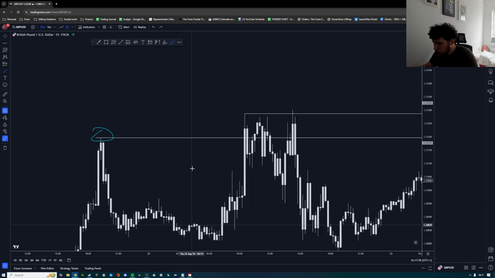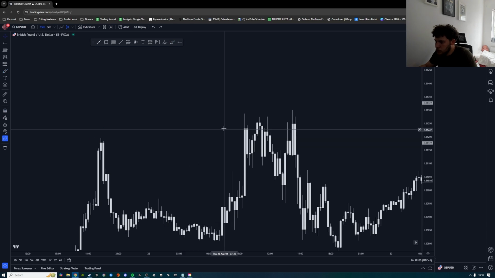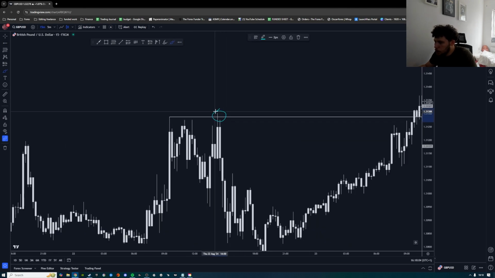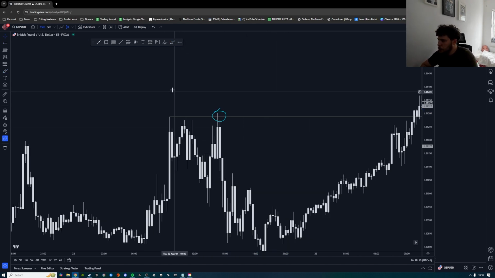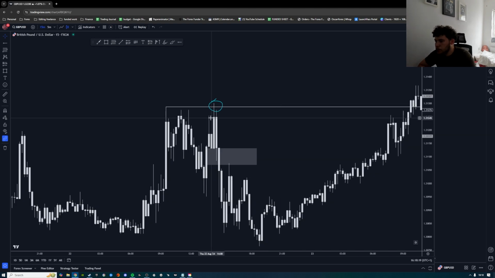If I just draw this one, people would see this and go, oh, it's broken the highs, that might mean we're going to buy. And what they may do is they will see this fair value gap here like that, and they will go, okay, brilliant, it is time to buy into this fair value gap, and what happens? They get stopped out and they lose the trade.